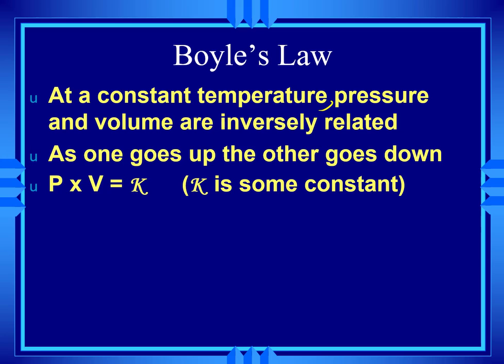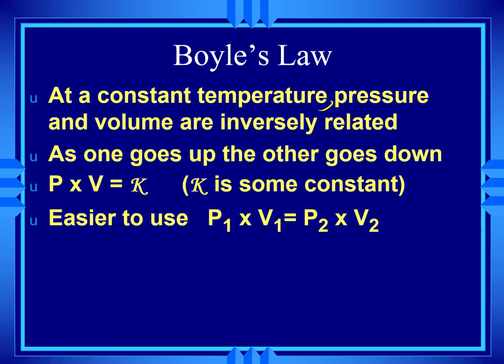But the way they act, nobody actually figures out K, because K is only good for that temperature and that amount of gas. Those are the two things they kept constant. So the way they use it is this. P1 V1 equals P2 V2. And that's true because P1 times V1 has got to equal K, and P2 times V2 has got to equal K, so K has to equal K.